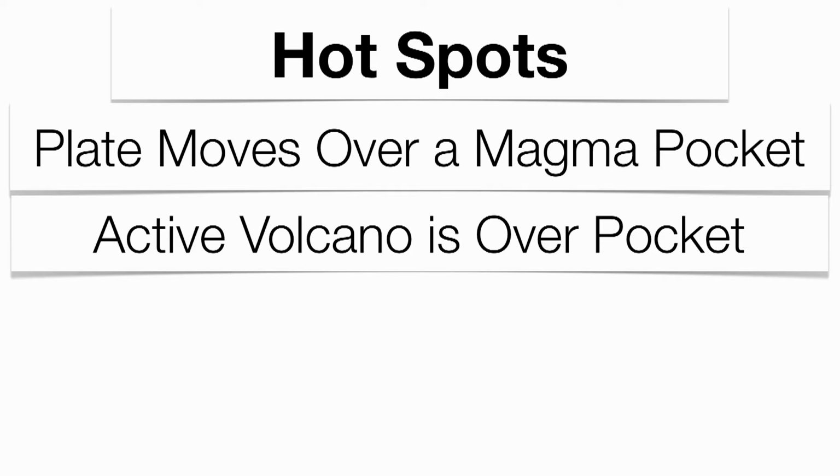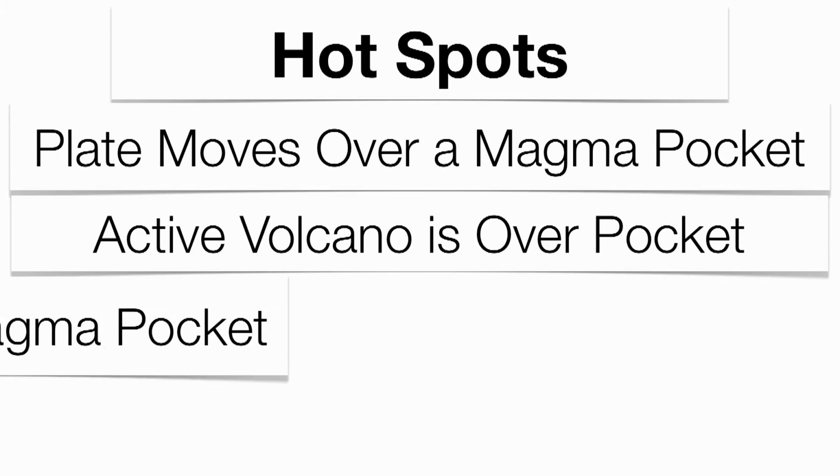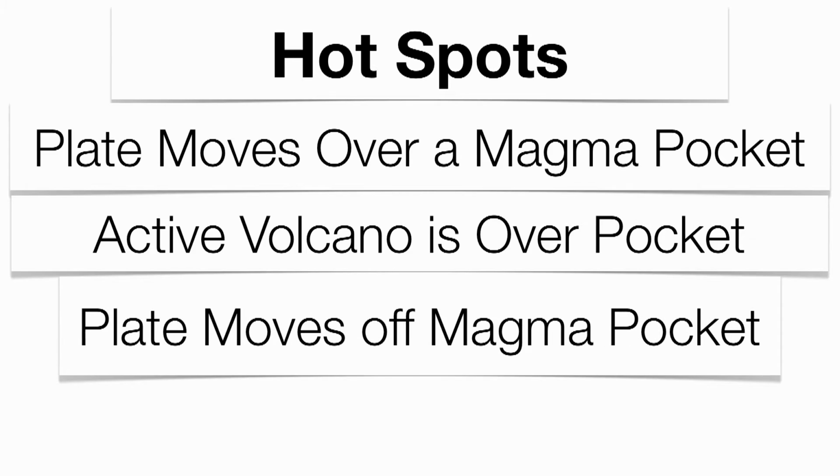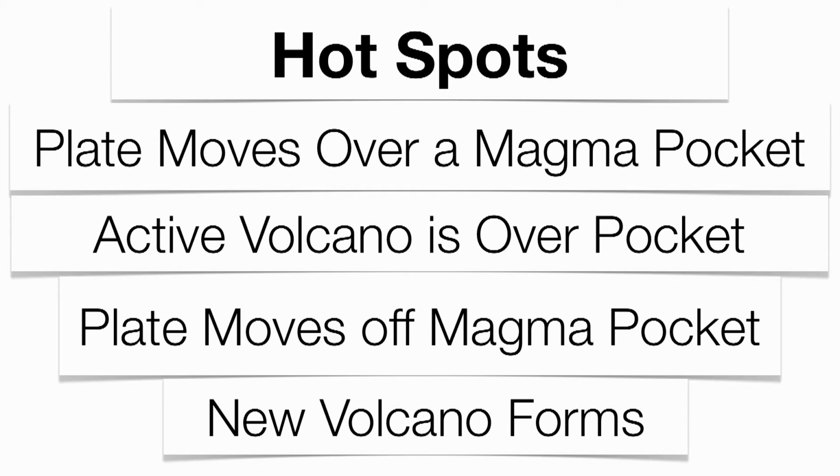What happens is the plate moves and the active volcano moves with it. So that volcano becomes inactive as the plate moves off the magma pocket. What happens here is that a new volcano will pop up behind the inactive one. And this happens over and over and over again. You tend to get a string of volcanoes, with the only one that's active being the one that's over top of the magma pocket. That's essentially what a hotspot is.